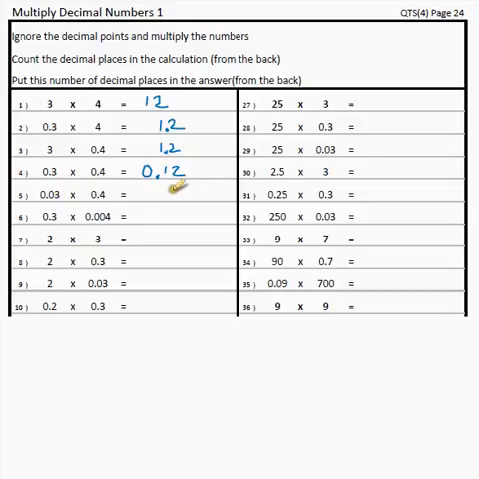Next, 3 times 4 is 12. We have 1, 2, 3 numbers after the point. So from the back we've got 1, 2 numbers, so we need another number, a third number: 1, 2, 3 numbers from the back. And then we have a point. Now, what do we need before the point? A placeholder of 0. Okay, pause the video and you try the rest.